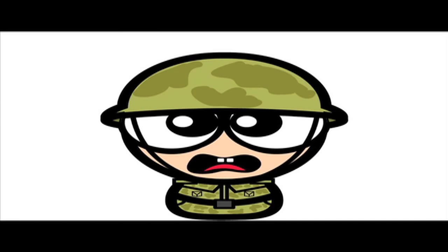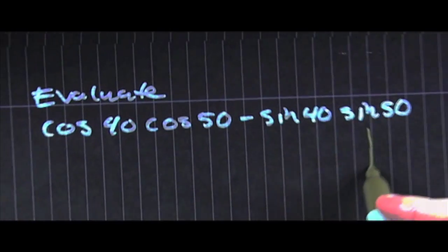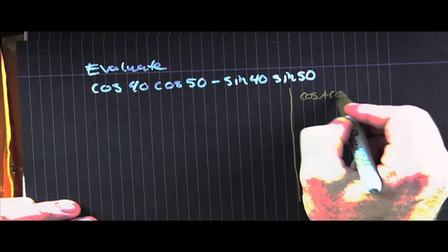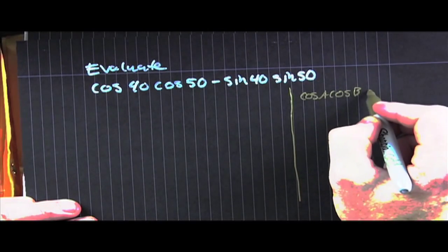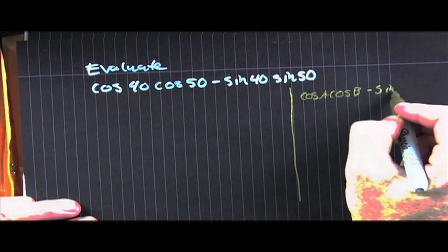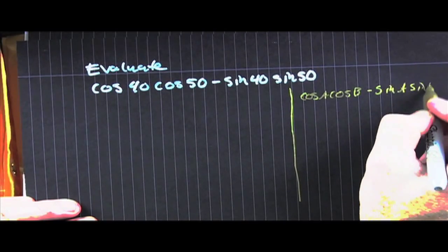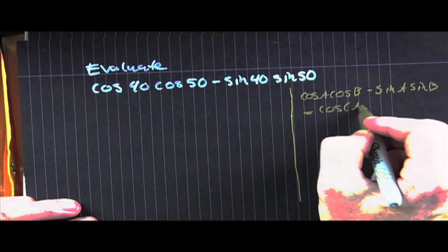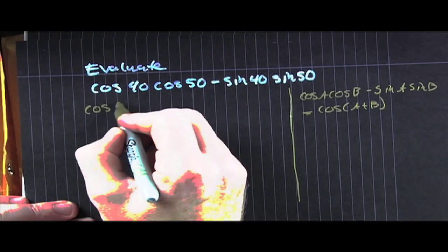I'll do what I can, sir. Oh. So you want to evaluate cosine 40, cosine 50 minus sine 40, sine 50. What are you going to use? Oh, you're using the cosine of the sum of angles. I see. It fits the form right there. So, if it fits the form, we can just write that right-hand side.